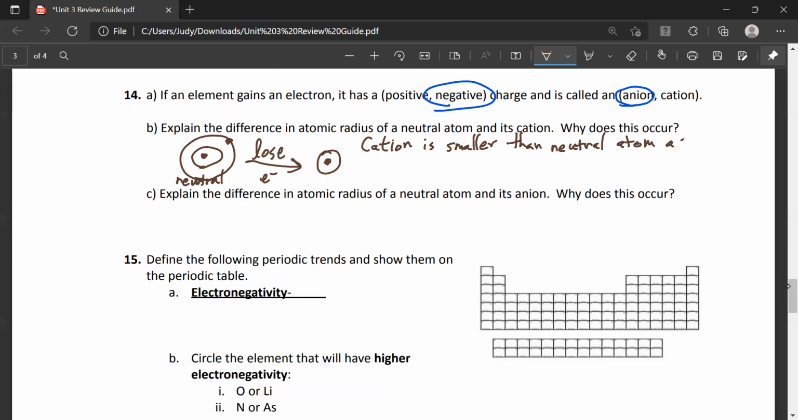As it loses an electron. Or usually we can say the energy level as well.